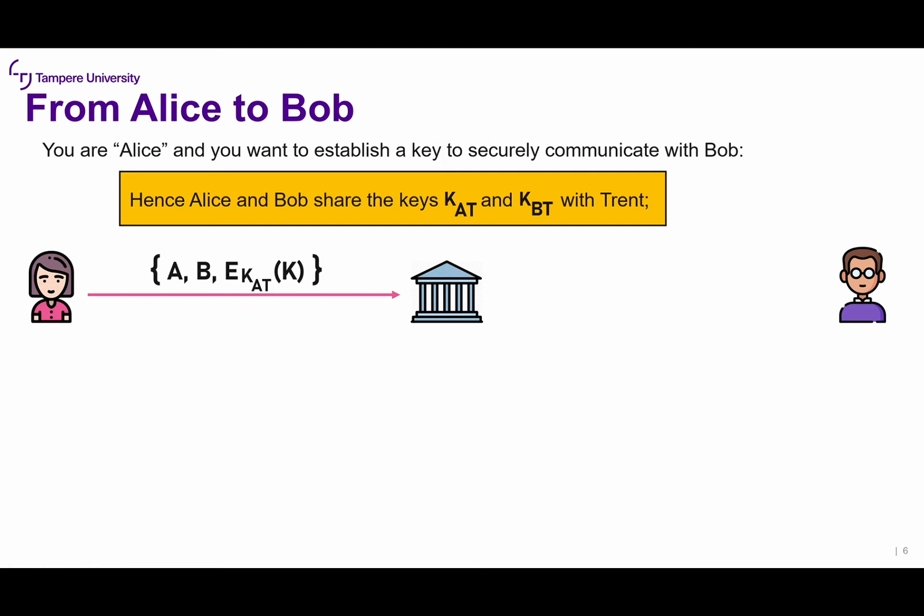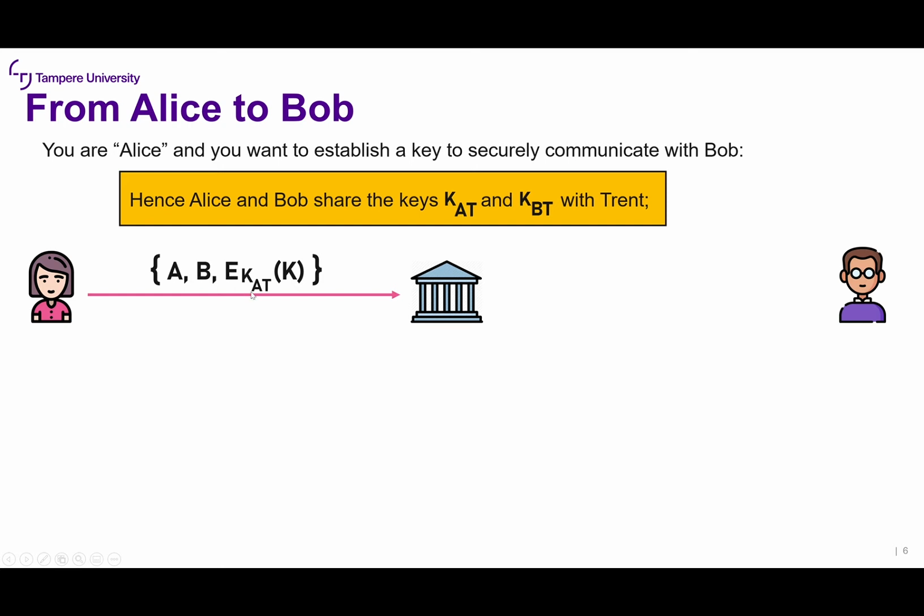Upon reception, what would Trent do? The first thing he does, seeing the identity of the sender, which is A, Alice, is that he knows that for the last part of the message he needs to use the key that he is sharing with Alice, and this is KAT. So he knows how to decrypt the last part of the message. Then he looks at the recipient of the message, which is Bob, so he knows that this message needs to go to Bob.